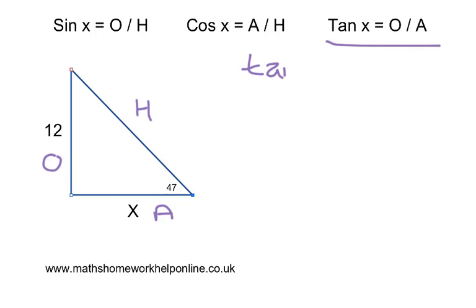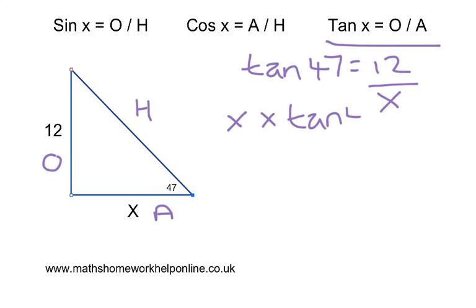We get tan 47, because that's the angle, is equal to O, which we know is 12, over A, which we know is x. And a bit like the previous example, because x is on the bottom, so it's divided by x, when we move that to the other side, we get x times by tan 47 is equal to 12.